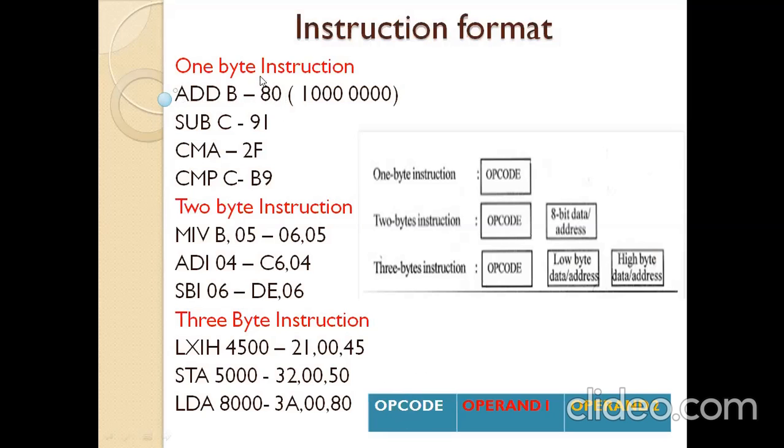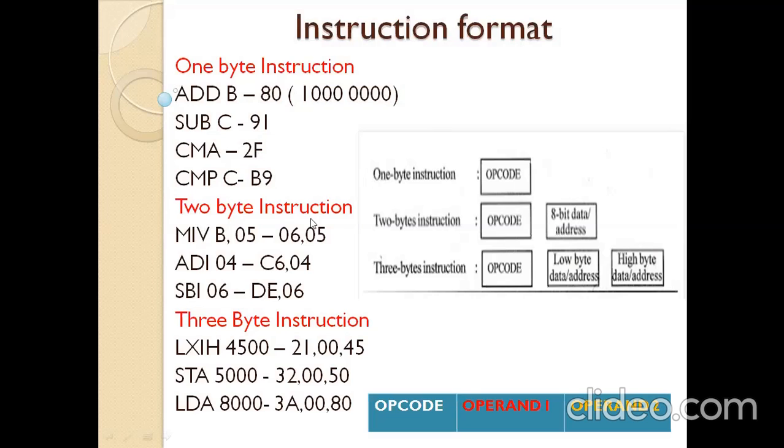ADD B, the opcode is 80. 80 is a hexadecimal number. It is called 1 byte. So 8 bits is called 1 byte. If you write the binary, the value is 10000000. Subtract C, the opcode is 91. Complement the accumulator, the opcode is 2F. So this is called a 1-byte instruction. So a 1-byte instruction has only opcode.